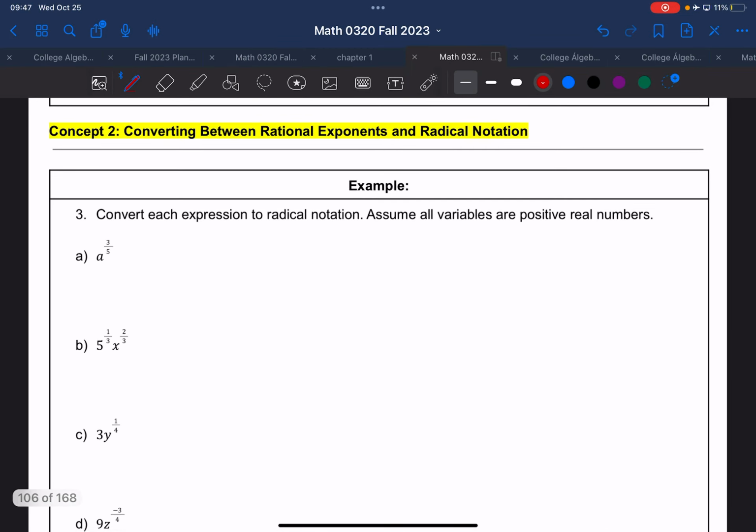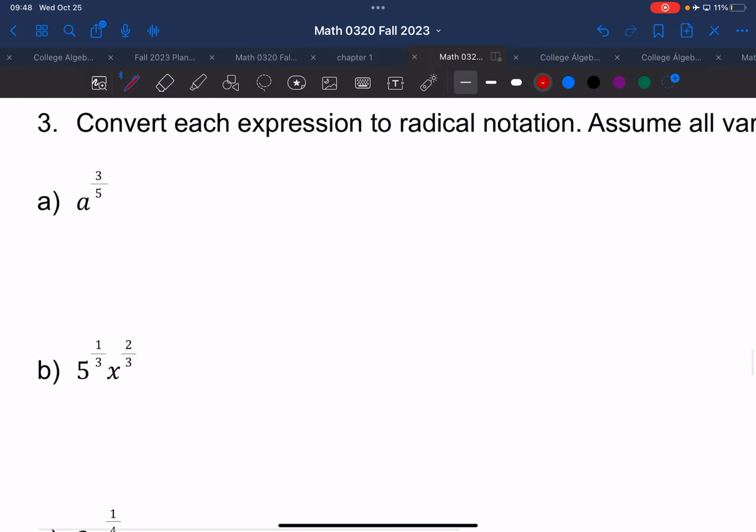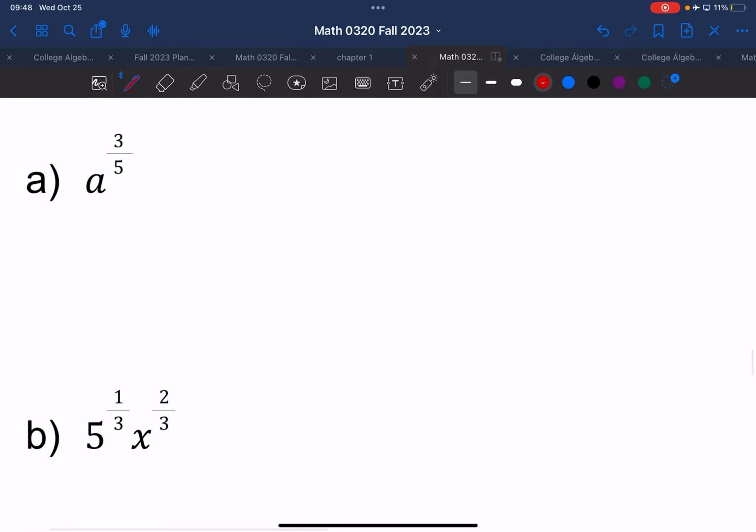Next concept here is converting between rational exponents and radical notation. So we're doing the same thing, but now we have variables. That's the only thing that's different. That means it's not always going to be able to simplify, because we can't always simplify if we just have a variable there. Okay.